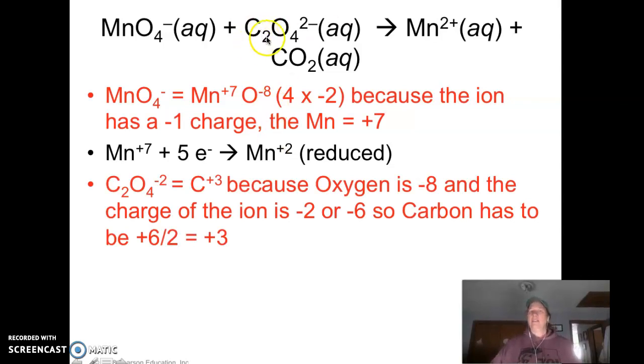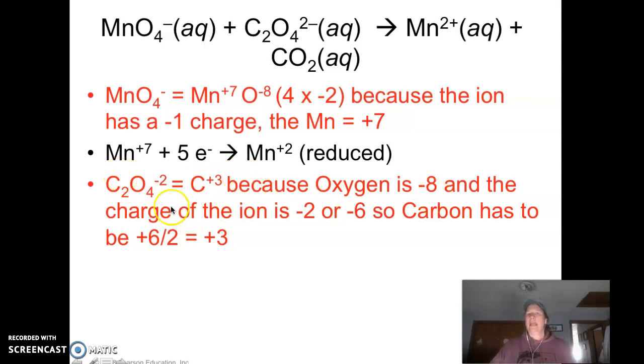Now, for the C2O4, it has a -2 charge. So again, I have to figure out the charge. I know oxygen is -2, and there's 4 of them, so that's -8. Then -8 minus 2 is -6. So this negative side, I guess we'd call it, is -6. So this side has to be +6. So +6 divided by 2 is 3. That's where I got the charge of the carbon being +3.